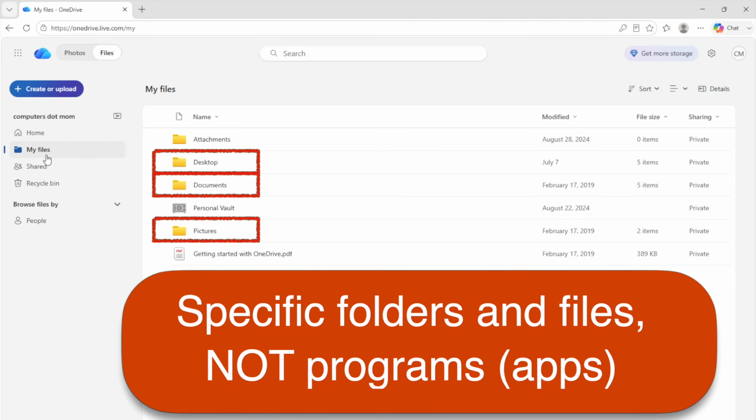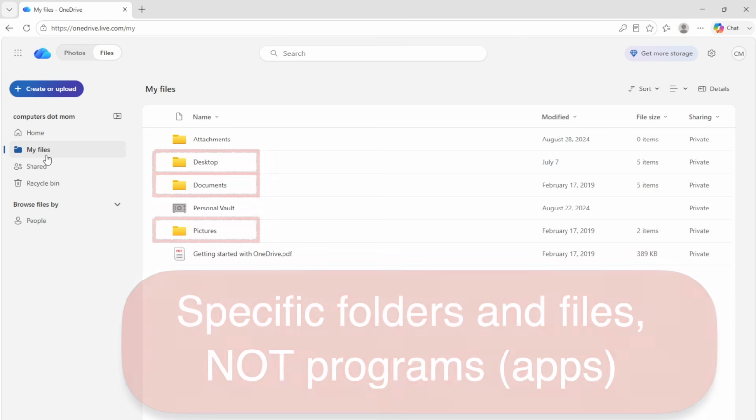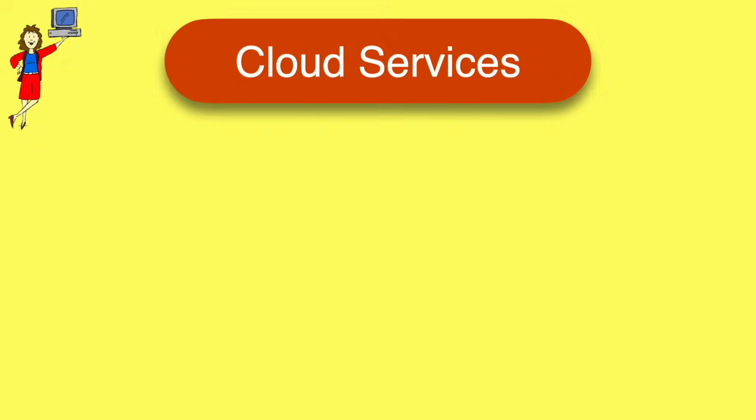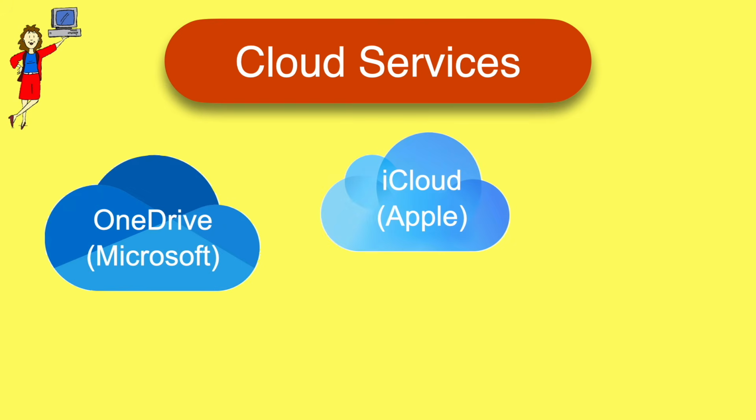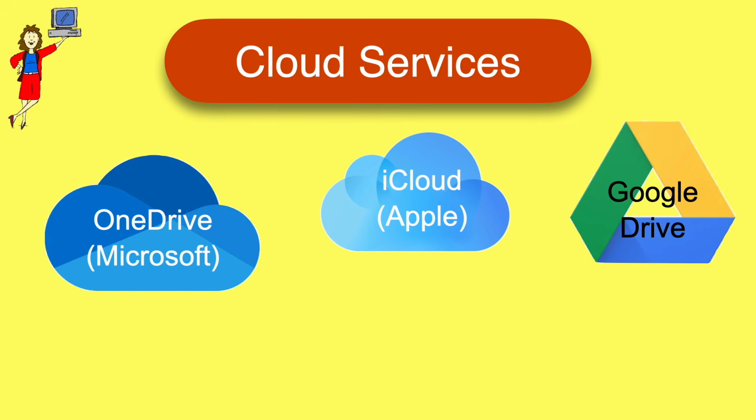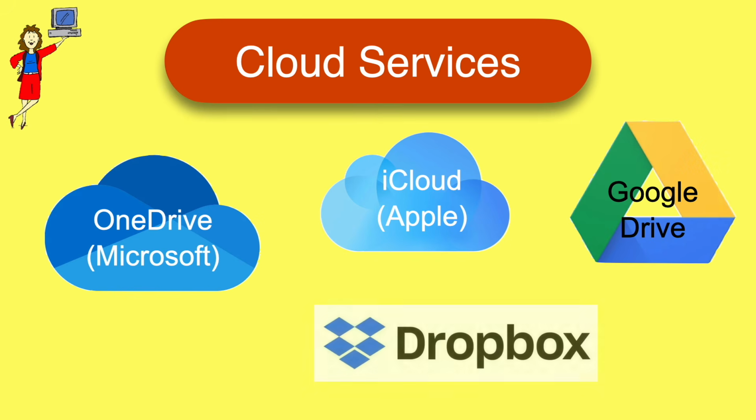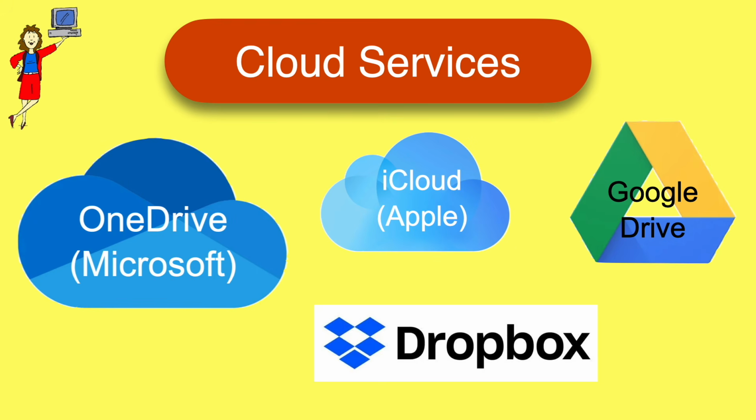Pretty magical. To be clear, OneDrive protects your files, not your software. Specific folders and their contents are synced. Programs like Microsoft Word, Quicken, and Photoshop are not. This system of syncing your stuff to the cloud is, of course, not unique to Microsoft. Apple has iCloud, Google has Google Drive, and there are other cloud storage services like Dropbox and others that are similar. Each one has its advantages and disadvantages, but if you're using a Windows computer, OneDrive is built right in.